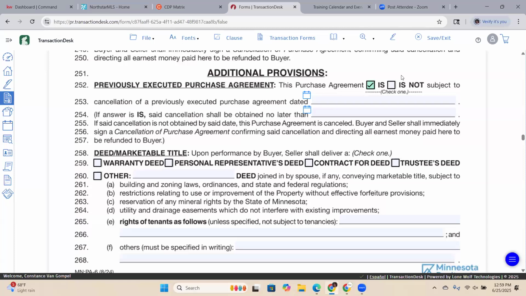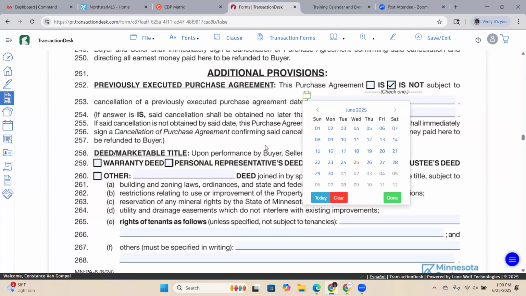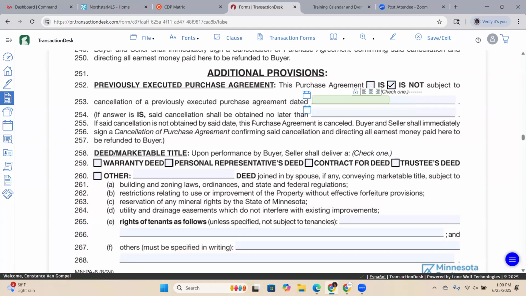So, first time through is "is not." You get rejected from the seller for whatever reason, you come back maybe even 2 days later with a better written purchase agreement, you check "is." And then, of course, you have to put in the date of that cancellation on the agreement, and if "is," it shall be attained no later than the cancellation date. You fill that in. This probably doesn't happen that often. Only in a lot of multiple offers, and we could be going that direction as our market switches.